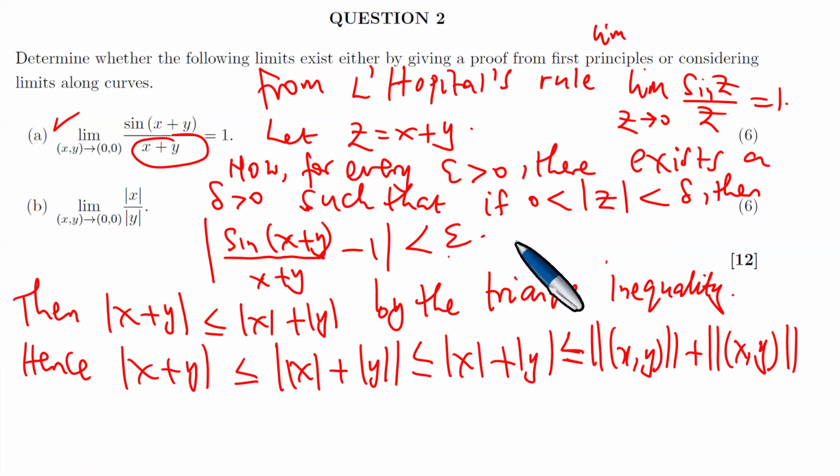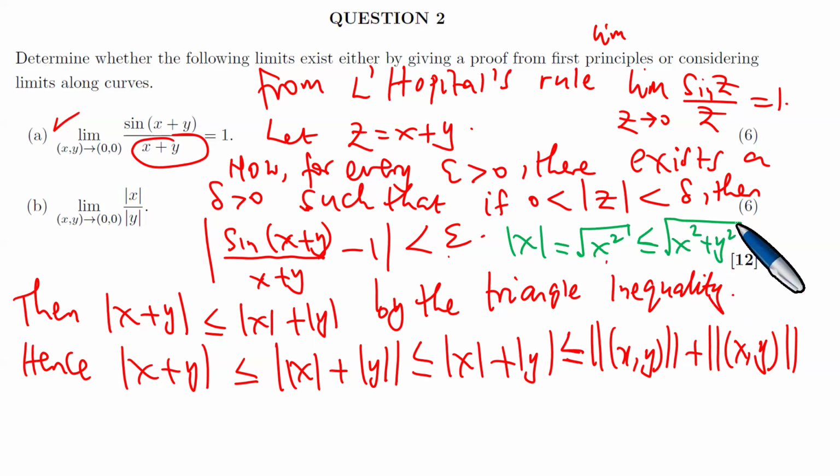So first and foremost, we know that in mathematics, the modulus of x or the absolute value of x is the square root of x squared. The square root of x squared is equal to this by definition. But now we can increase the size of the right-hand side. Wherever there is x squared, we can include a y squared. Because y squared is greater or equal to 0, the right-hand side is going to be bigger than the left. Now this, therefore, is this.